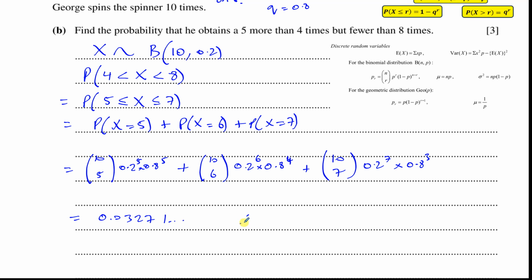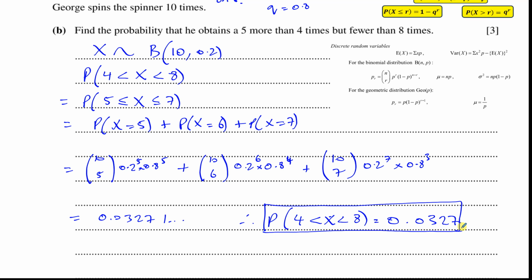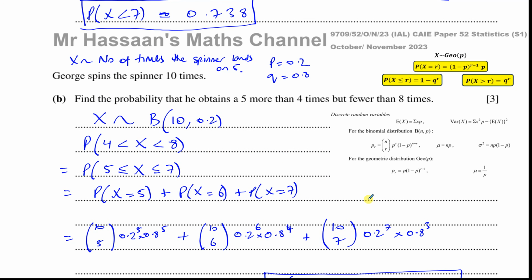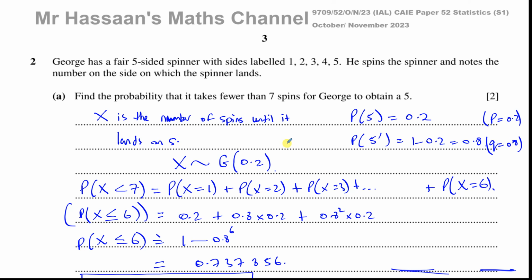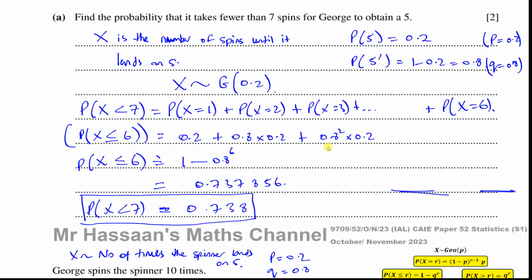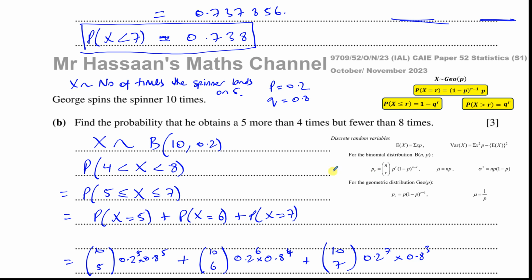So therefore we can say the probability that x is greater than 4 and less than 8 is equal to 0.0327. And there's the answer to question part B. And that concludes this question here. So the first type of random variable was a geometric type, for which you use the geometric formula. And the second type was what's called a binomial distribution. Okay, so the two different types of discrete random variables.